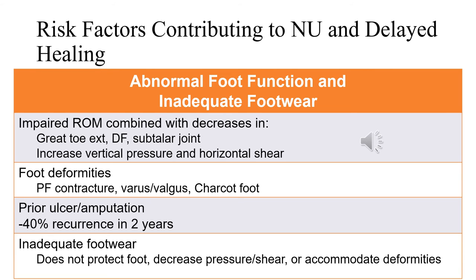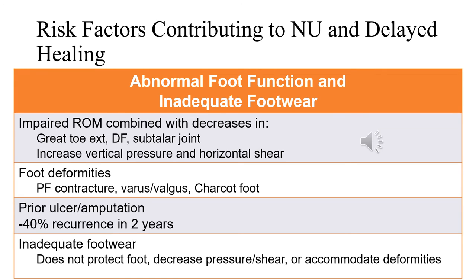Another risk factor contributing to neuropathic ulcers and delayed healing is abnormal foot function and inadequate footwear. So we need to make sure that we're inspecting the footwear that patients are utilizing. We want to make sure that we're documenting their range of motion. I think that's missed a lot of times in non-therapist wound clinics. We're experts at looking at range of motion, gait, and function. So we need to tie all that together and use our expertise to help these patients.